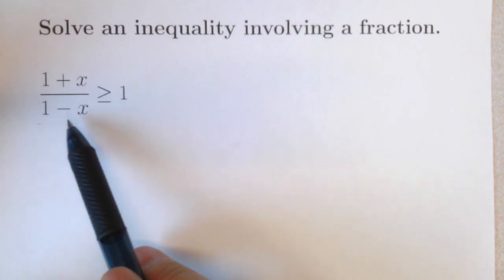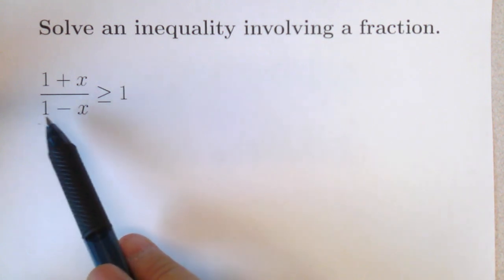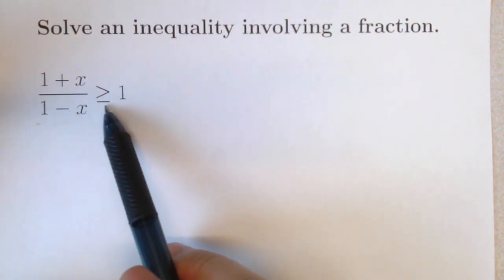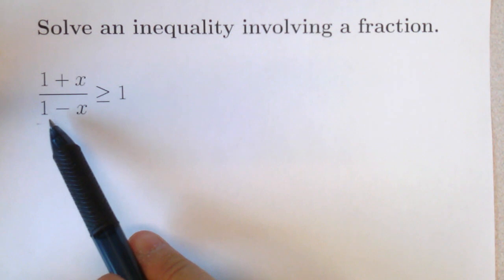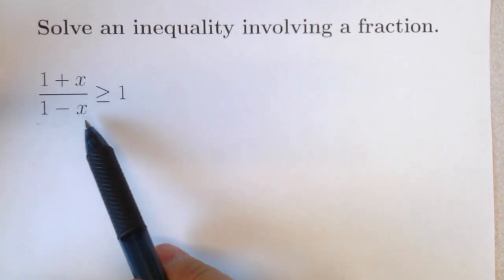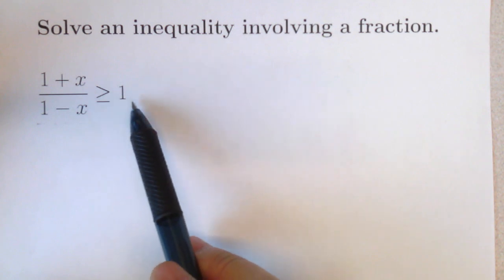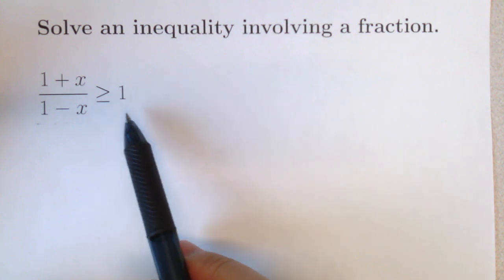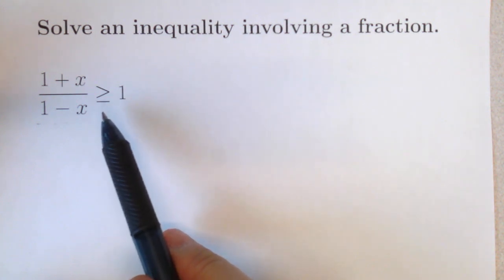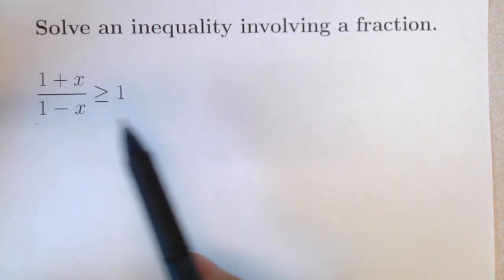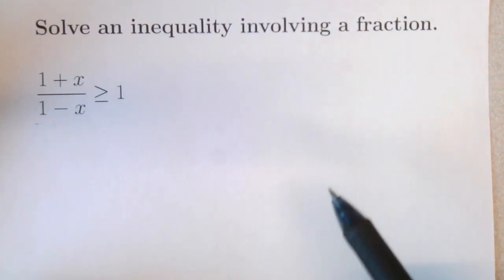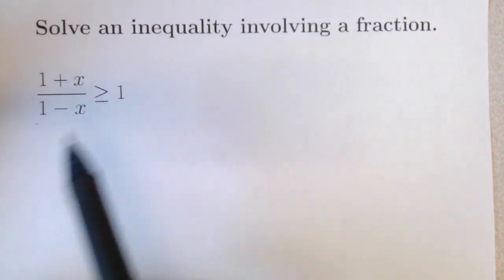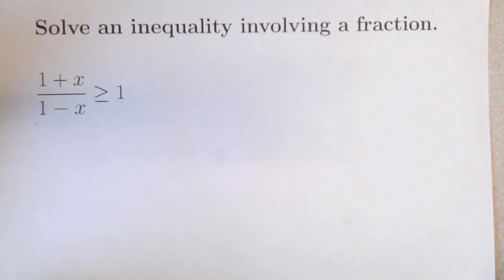If 1 minus x is greater than 0, you multiply 1 minus x to both sides, and the inequality does not change direction. But if 1 minus x is less than 0, you multiply 1 minus x to both sides of the inequality, then the inequality is going to change direction. Since we do not know whether 1 minus x is greater than 0 or less than 0, we can't use the denominator to multiply both sides of the inequality. Then what are we going to do?